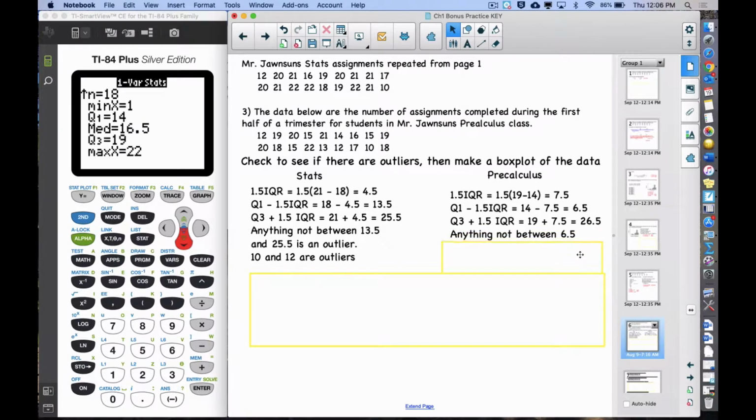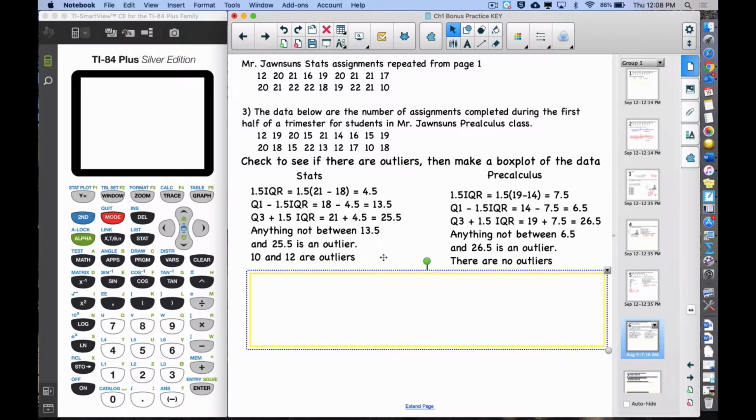So then I would say anything not between 6.5 and 26.5 is an outlier. And this time, that means there are no outliers. All of our numbers are between 6.5 and 26.5, so we don't have any outliers in that data.